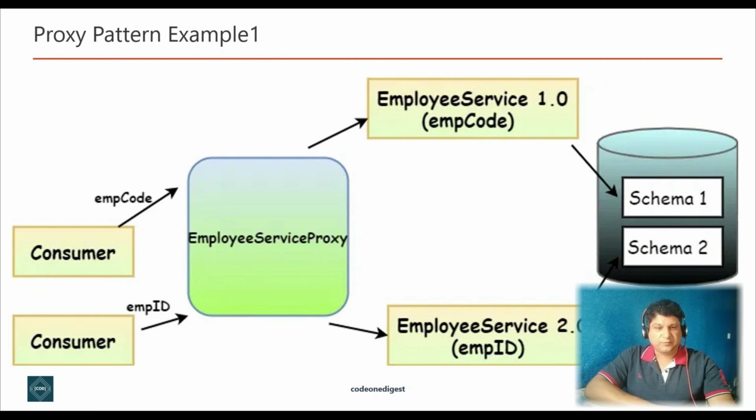So we can solve the problem by creating a separate proxy service. In the new solution, the consumer will invoke the proxy service. If the consumer passes employee ID, the proxy service will call the new version of the service. But if the consumer passes the employee code, then the proxy service will call the older version based on employee code. In this way, you can independently deploy the services without affecting the consumers.